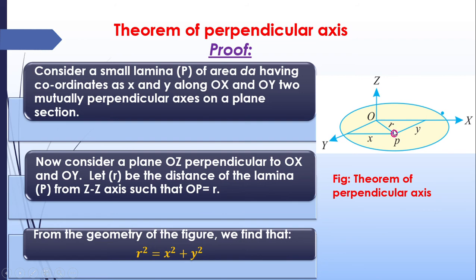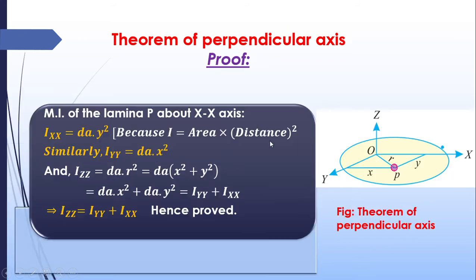Now, from the geometry of this figure, we can say that r square is equal to x square plus y square. This is by means of Pythagoras theorem. We are considering it as a right triangle, and we can derive this formula: r square is equal to x square plus y square. So this is from the geometry of the figure. Now, the moment of inertia of lamina P about the x-axis will be equal to dA. Let the area of this particular small portion be dA.